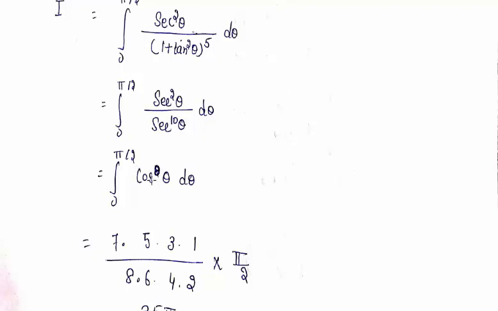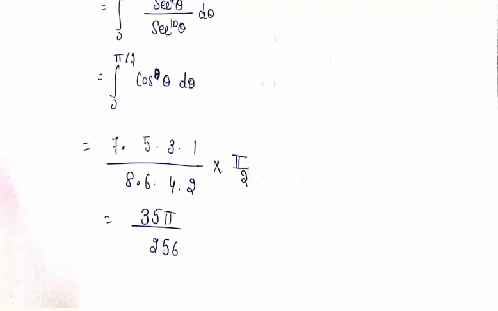Again here the value of n is even. If we check, the value of n is 8 and n is even. So, we multiply with pi by 2. So, our integration is (n minus 1) over n: 8 minus 1, 7, 5, 3, 1 over 8, 6, 4, 2. If we simplify that, this equals 35 pi over 256. That is the answer for our integration.